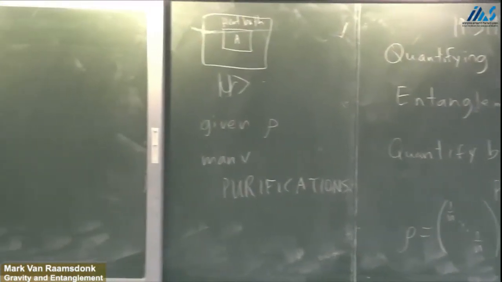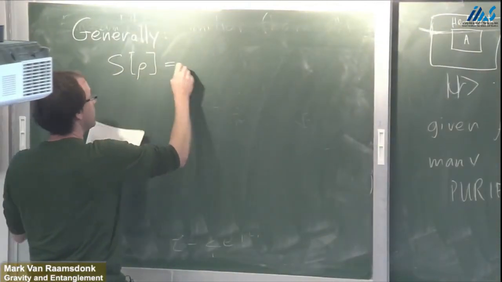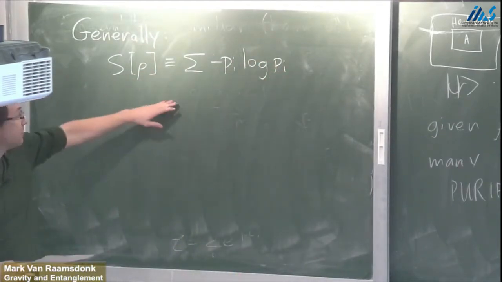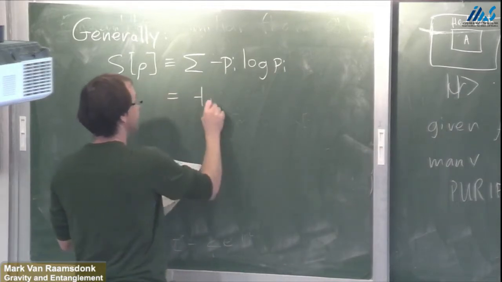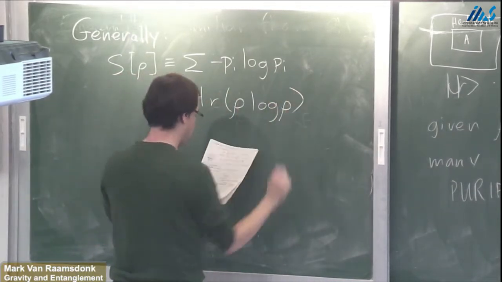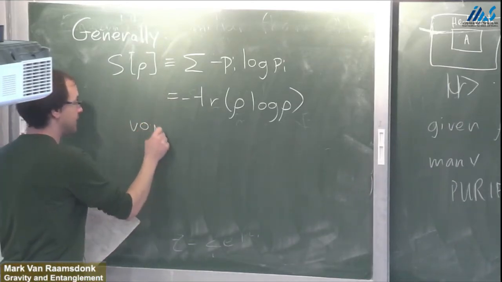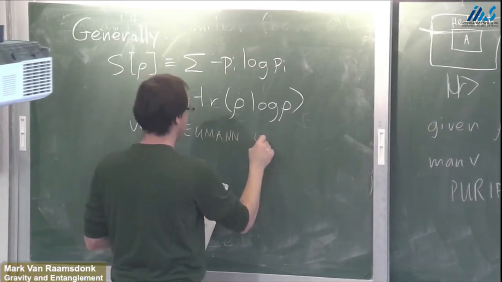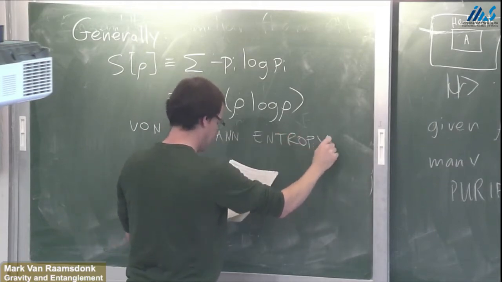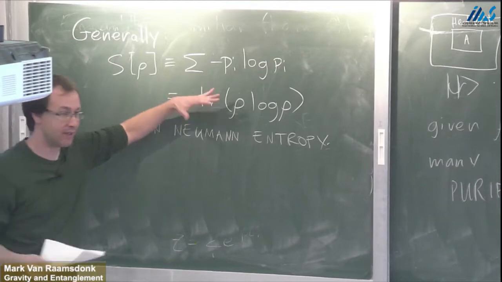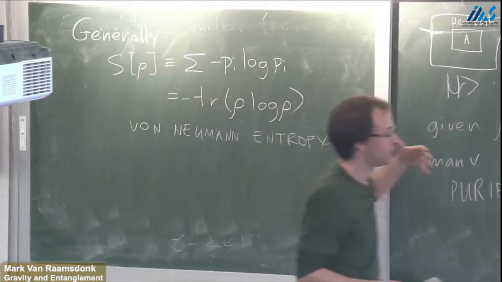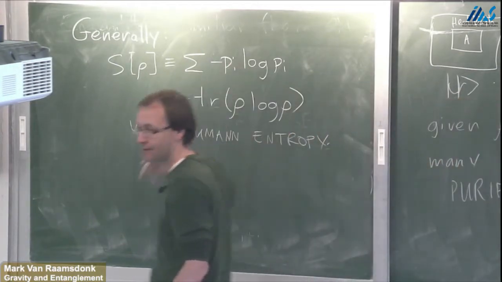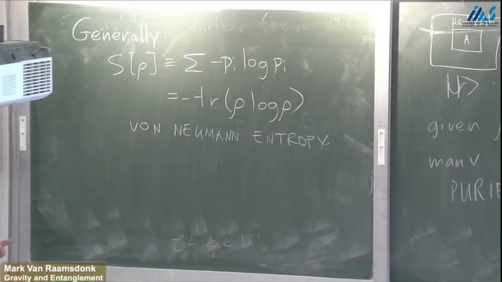Okay, so for any density matrix, we could make this definition. Okay, or in terms of the matrix, minus trace rho log rho. And this is what's known as the von Neumann entropy. Okay. So you can check as homework that if you take the density matrix for the canonical ensemble, that this also gives the usual result for thermodynamic entropy.